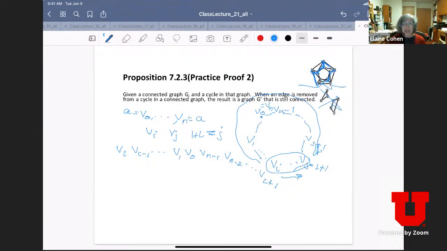Now pick any other cycle. We just showed that if this cycle contains the edge between Vi and Vi plus 1, and we remove it, we can still get from Vi to Vi plus 1. If it doesn't contain Vi and Vi plus 1, it's still a cycle. We haven't removed anything from it. So clearly we can get between any two points there. So it is connected. That's the basic idea in the proof.